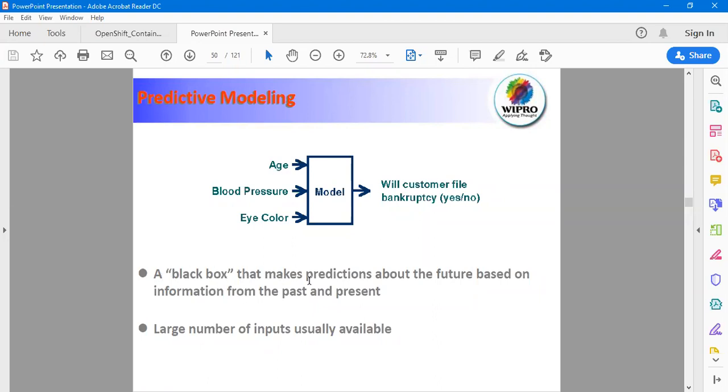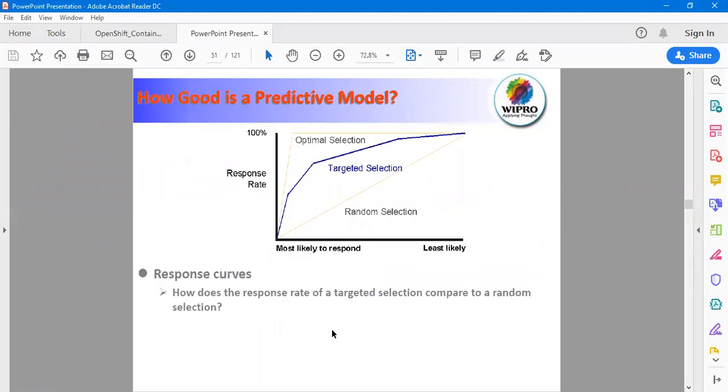So the black box makes predictions about the future based on the information from the past and the present. Ultimately this model is fed with the past and the present information, and based on that it predicts, right? Large numbers of inputs are usually available, so you can generally predict accurately if you have large data input sets.